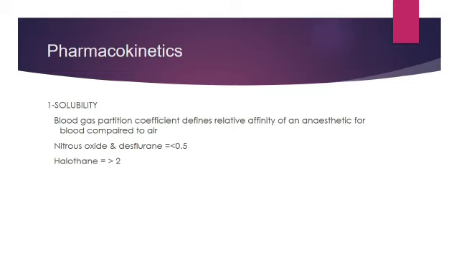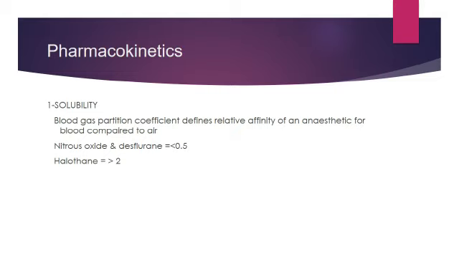The first factor is the solubility of the gas in the blood. How soluble is the gas in the blood? This solubility is defined in terms of partition coefficient. The blood gas partition coefficient defines the relative affinity of an anesthetic for blood as compared to the air. That is, how soluble the gas is in blood as compared to the air.